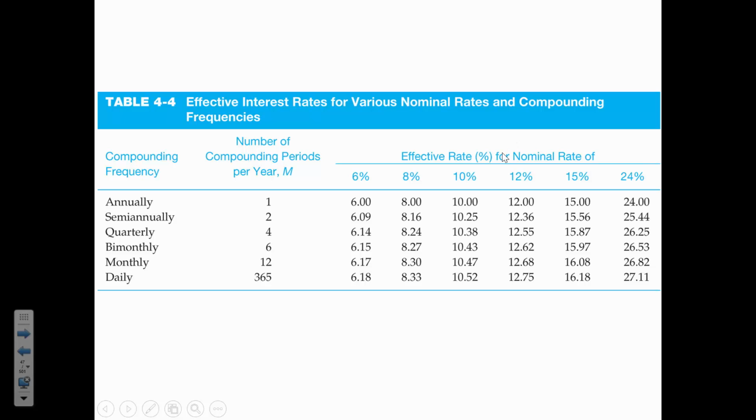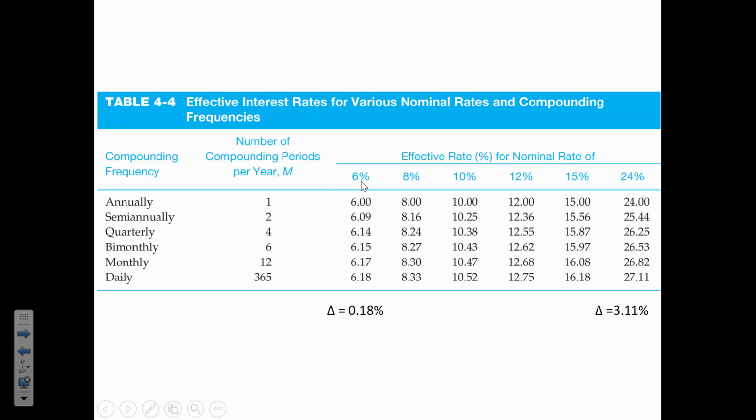And by the way, nominal, what does that mean? Not really. So a 6% nominal interest rate isn't really 6% if it's compounded any more frequently than once a year. And so the first point that I wanted to show you is compare the 6% column to the 24% column.